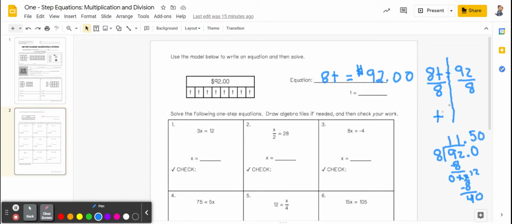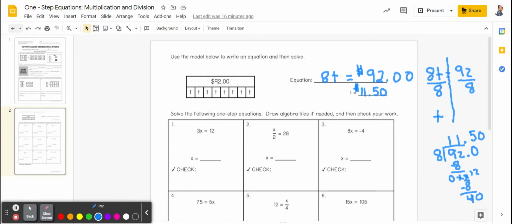All right. Okay, so that means that t equals $11.50. So that means 1 tiger shark, 1 t-shirt, 1 cup of tea, all that stuff equals $11.50. That would be the solution to our equation.